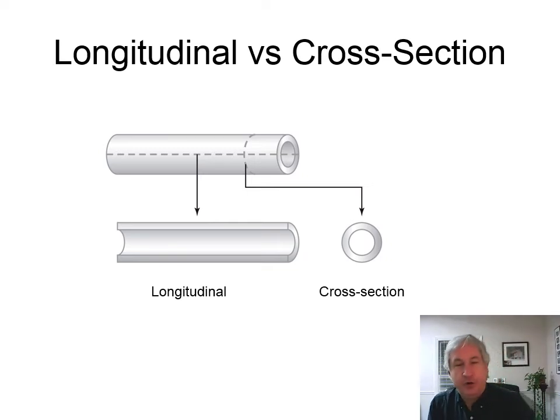So when you have longitudinal or cross sections, so you have a tube. I'm going to do a longitudinal section. I'm going to cut down through it like this, so I'm going to get half a tube, right? If I take it and cut a cross section, a transverse section, I'm going to get a ring. I'm going to get a hole.